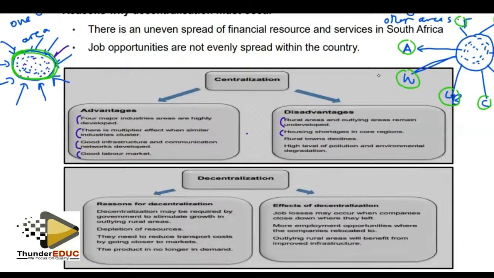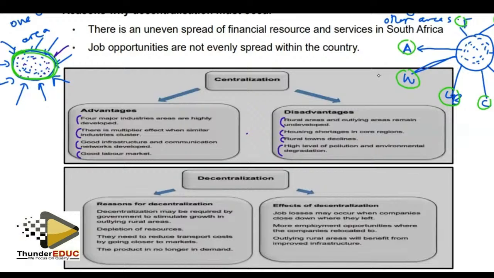Talk about rural towns declining because now there is no more active youth and as well no more active businesses. Most of the businesses are situated in the core areas, meaning that rural economies will drop. There are no customers, no businesses, which affects the economy, and there are high levels of pollution and environmental degradation in the core areas. So we know that the more the industries, the more the pollution, which will affect the environment negatively.